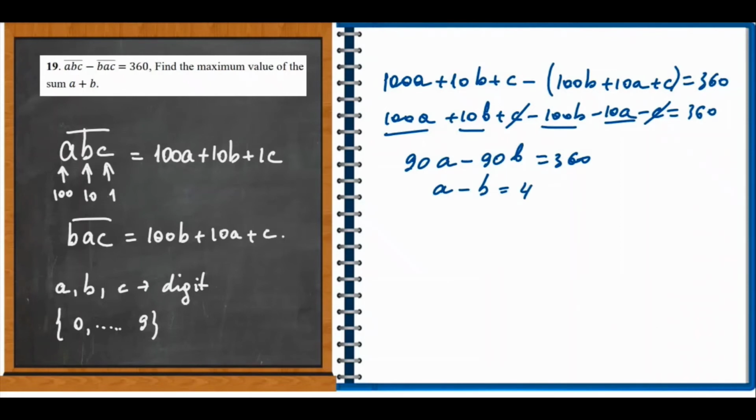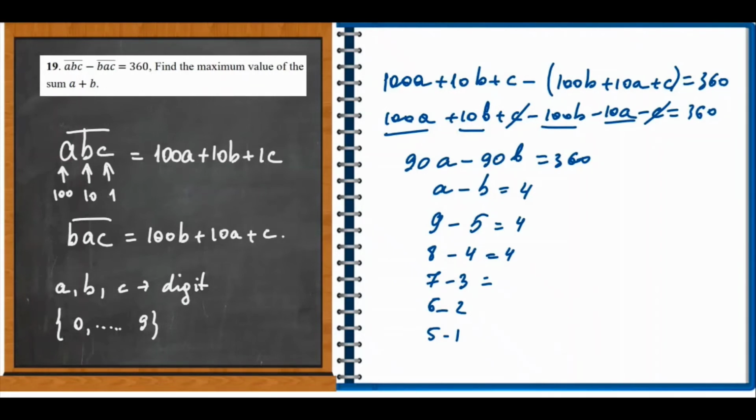Now we cannot find the exact values, but we can evaluate A and B. So if A is 9, B is going to be 5. If A is 8, B is 4. So the difference will be 4. 7, 3, 6, 2, then 5, 1, 4, and 4 cannot be because different letters stand for different digits.